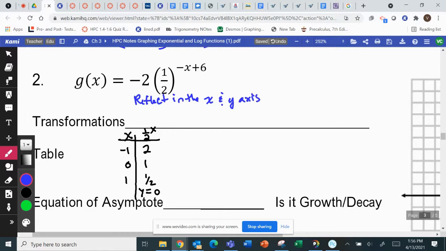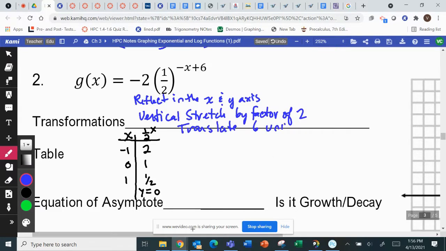There's reflections in both the x and the y axis. There is a vertical stretch, my factor of 2. And then there's translate, 6 units to the right.